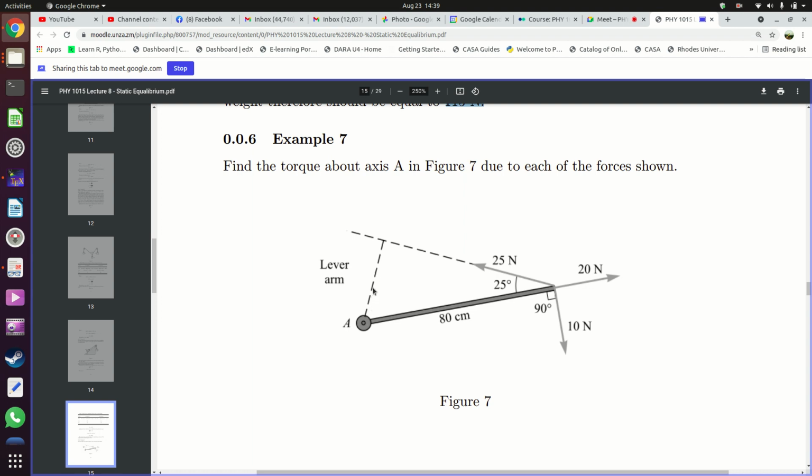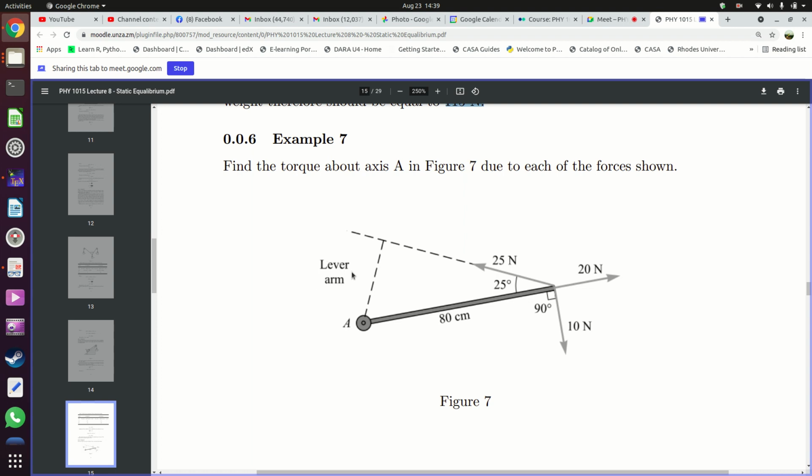This line, which meets the line of action of a force at an angle of 90 degrees here, is what is referred to as a lever arm. Once you know what the lever arm of a force is, you simply multiply the force times the lever arm. Then you find out how much the torque is.